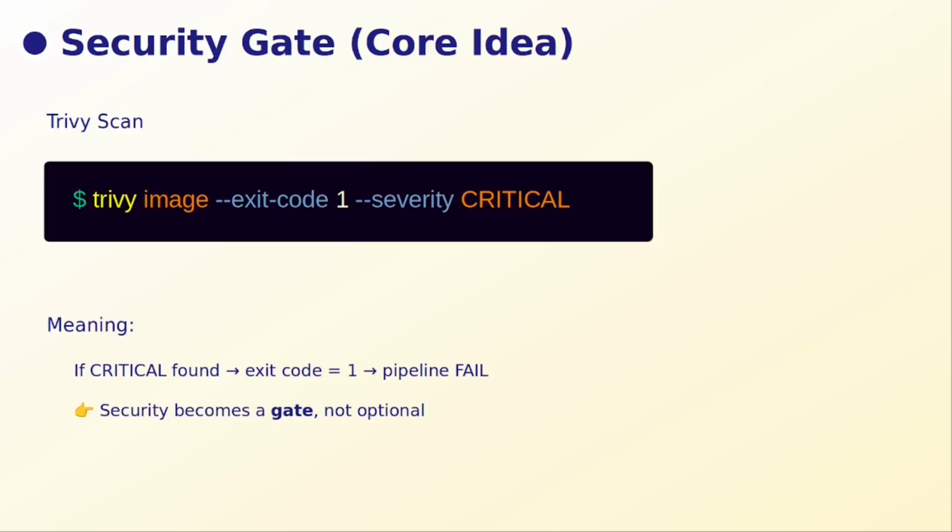So the behavior is very clear. If critical vulnerabilities are found, the pipeline stops. If no critical issues are found, the pipeline continues. This creates a strong enforcement mechanism. Security is no longer just a report. It becomes a decision point. This is why we call it a gate. Nothing passes through unless it is safe.